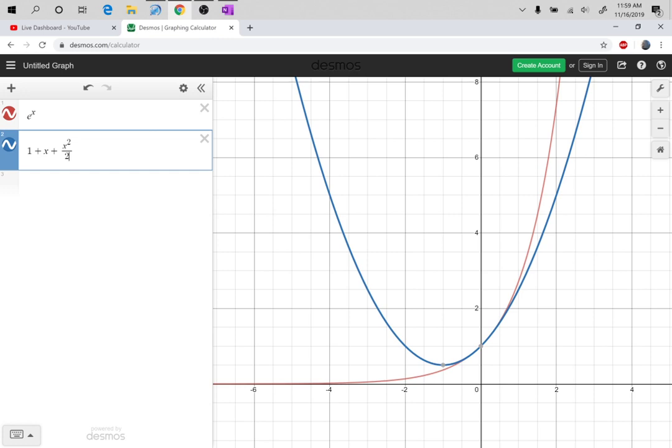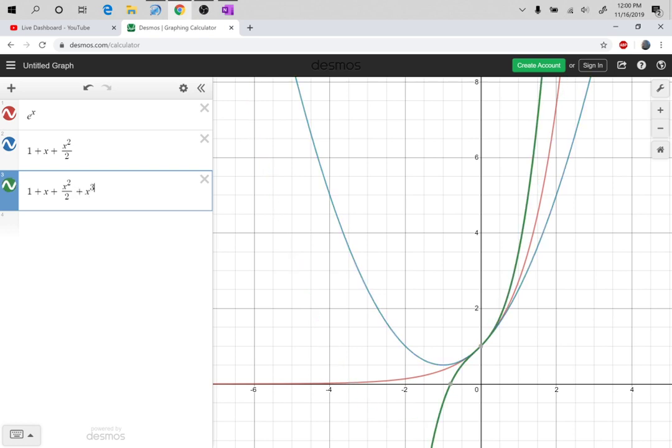Do we see how around 0 you have the blue line match the red line? And now in the next one, I'm going to quickly copy and paste, plus x cubed divided by 3 factorial.